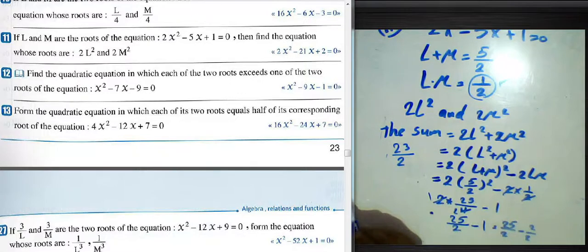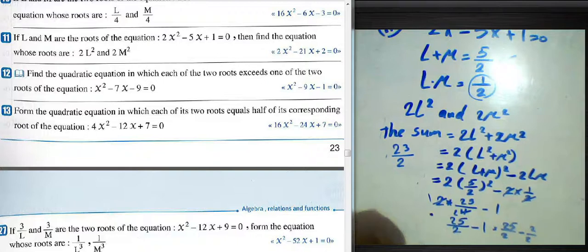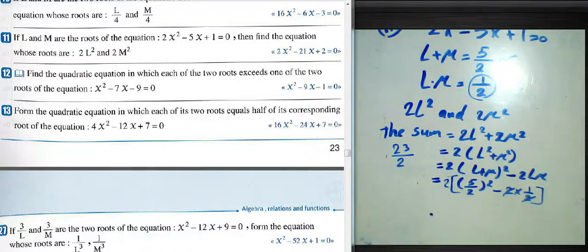About question number what? Question number 11. We solve it. Question 11. Okay. Complete with me.